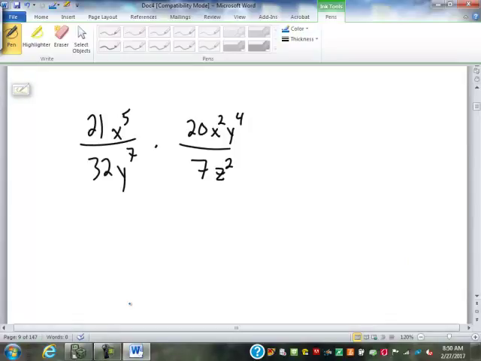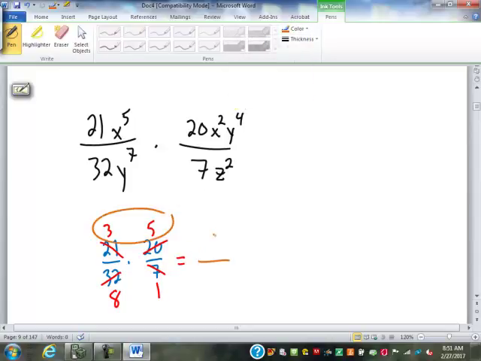Let's take a look. So where do we start? Take out the numbers. Good. And with them, what can we do? 21 divided by 7, so reduce the 7. 32 divided by 4 is 8, and then 20 divided by 4 is 5. Perfect, and divide out the 4s.